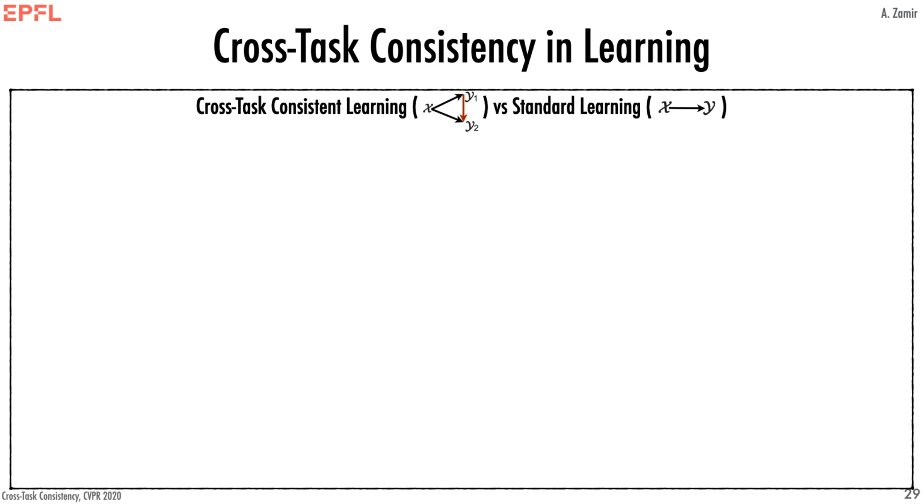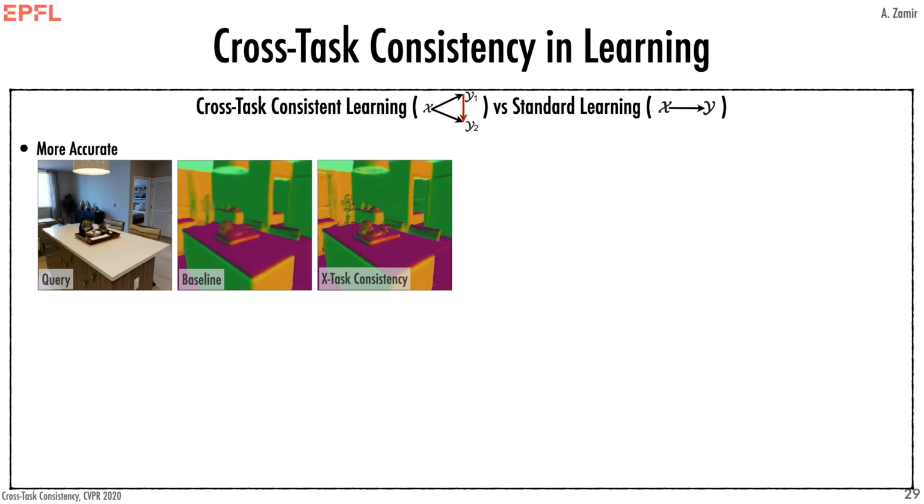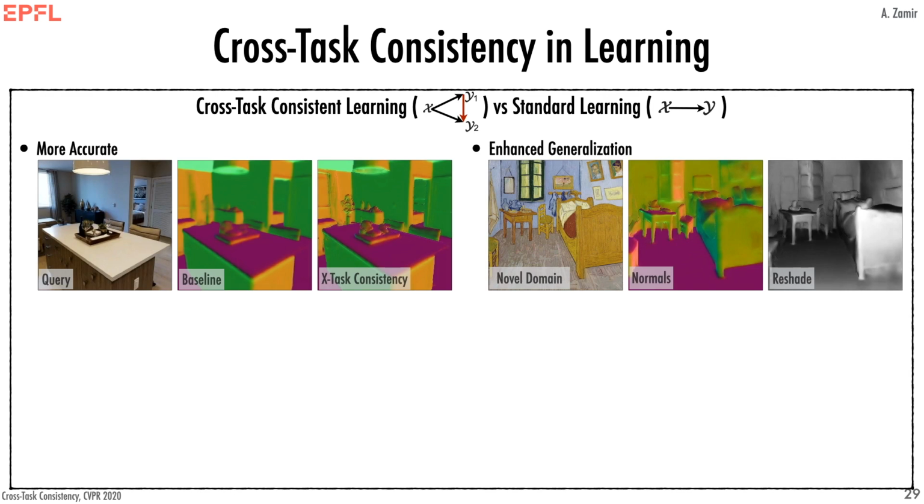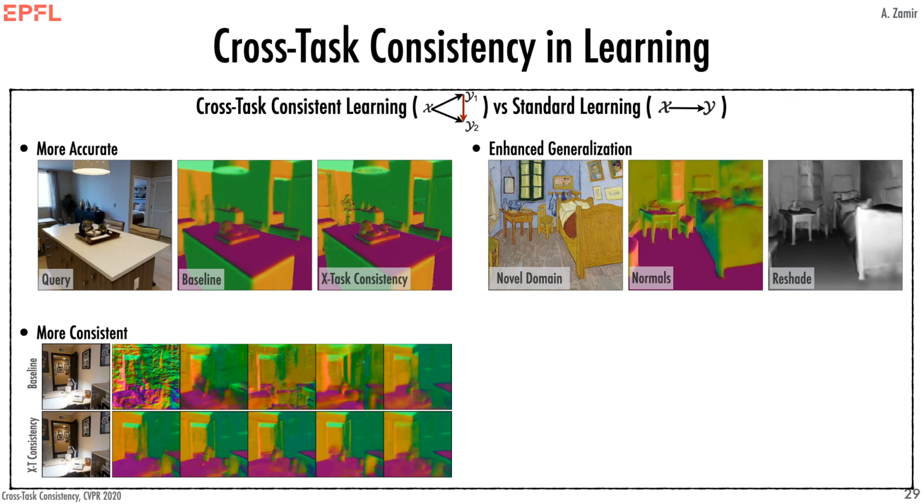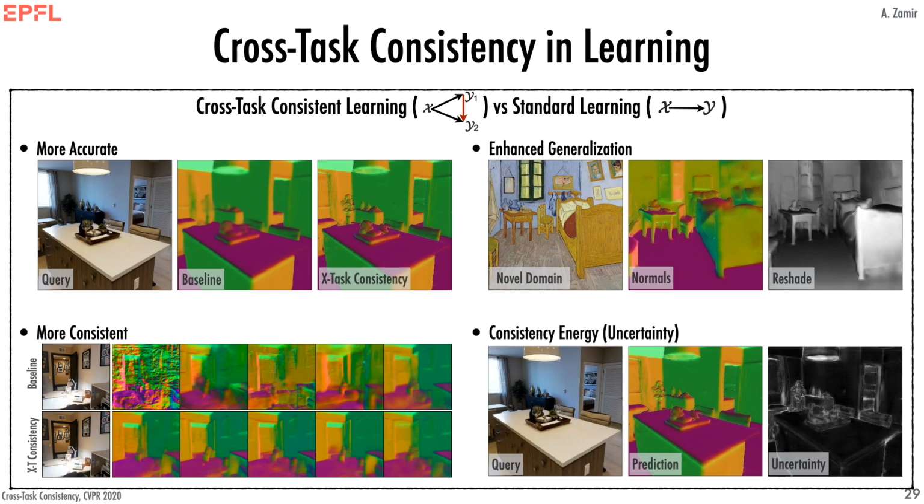So the advantages of cross-task learning, before I describe the method to you: first, you'll generally get more accurate results. You fit the data better. The generalization of the models, we noticed, improved too. And naturally, they get more consistent. That's directly built into the objective of the system. And also, there's an informative quantity that we can define based on cross-task consistency. It's called consistency energy. It's an unsupervised and intrinsic quantity that I'll describe shortly.